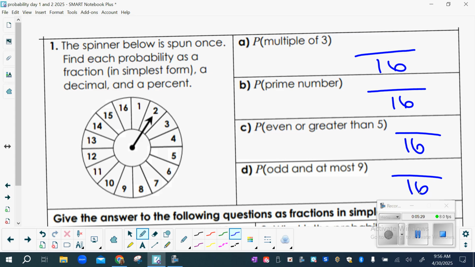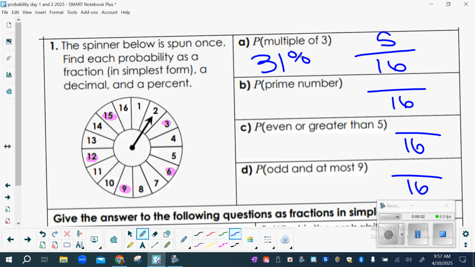Our job tonight will be to say, okay, how many options are something I want to happen? So the spinner is spun once, and I want the probability that I'm going to land on a multiple of 3. So our job will simply be to get up here and count how many multiples of 3 there are. And there's 1, 2, 3, 4, 5. So we're going to write that as 5 over 16, and that is 31%. So could you do me the next problem?